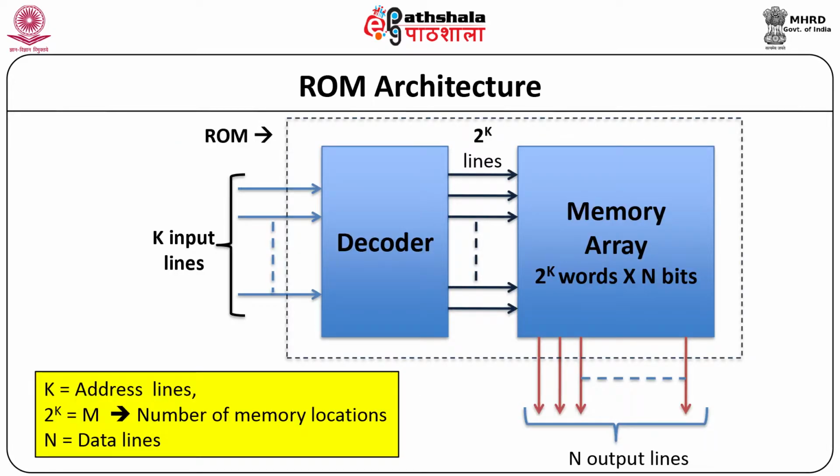The basic architecture of ROM is shown here. Internally, the ROM has 2 main sections. The first section is the decoder, which is used as address decoder. It is basically a k line to 2 raised to k line converter. The second section is the memory array, that is a matrix consisting of 2 raised to k words by n bits.